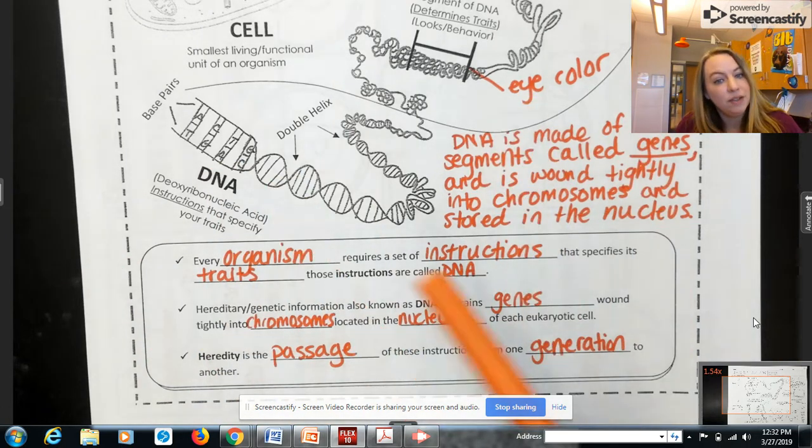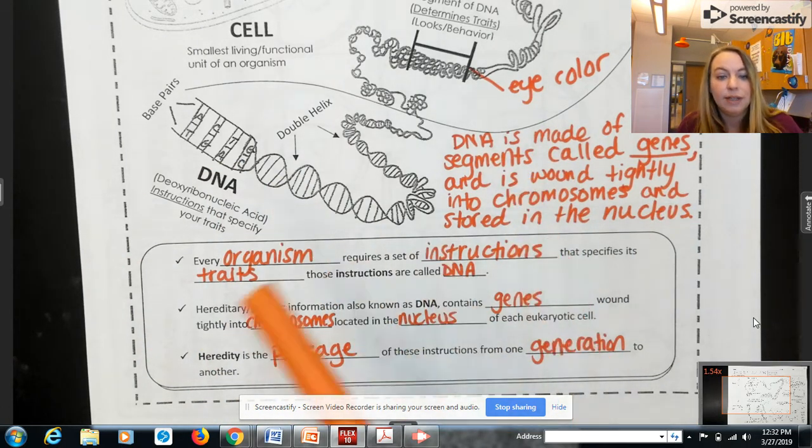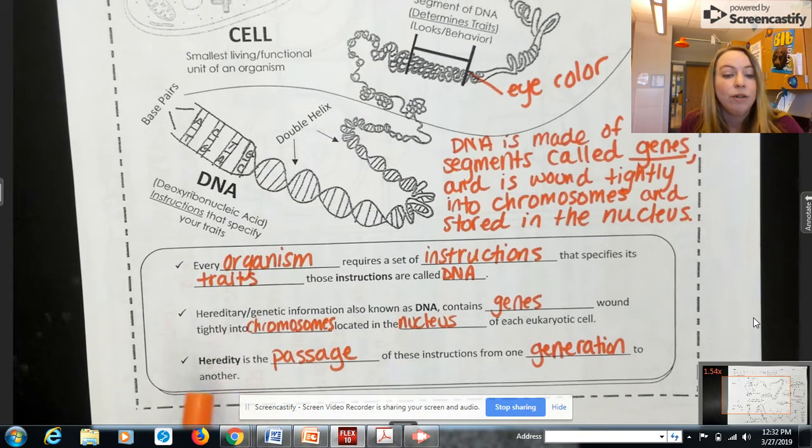So it's important to understand DNA, genes, and chromosomes when we study heredity, which is right here. And heredity is just the passage of these instructions from one generation to another. So things like eye color, hair color, behaviors like the waggle dance in bees, those things are all hereditary. Or in other words, they can be passed down from parent to offspring in the genes.